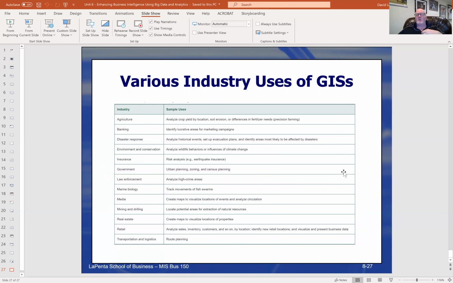As we know, you haven't been around, but New Rochelle has become pretty famous in terms of being the East Coast epicenter for what's going on right now. Insurance companies use it to do risk analysis. Governments use it for urban planning. Law enforcement uses it to analyze high crime areas where they should be putting their resources to help keep us safe, etc. All right, so those are geographic information systems.